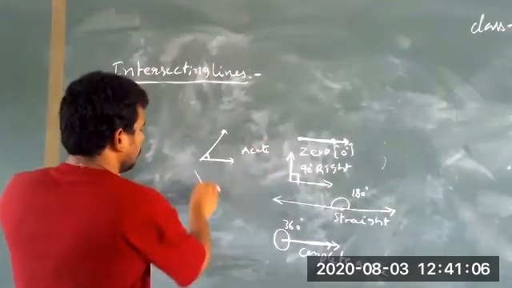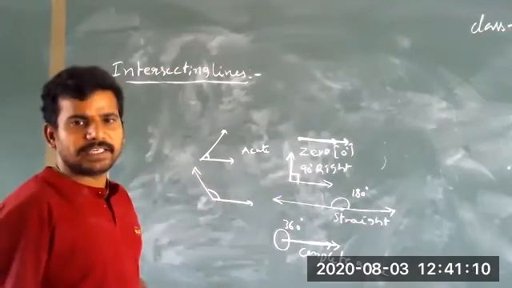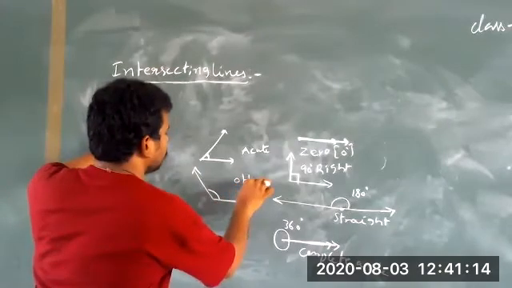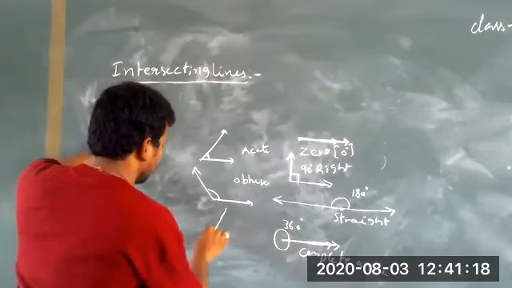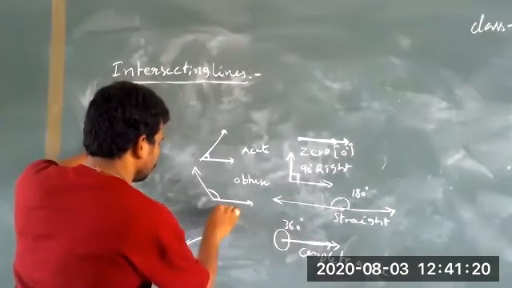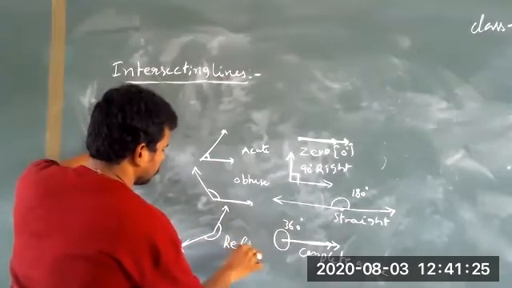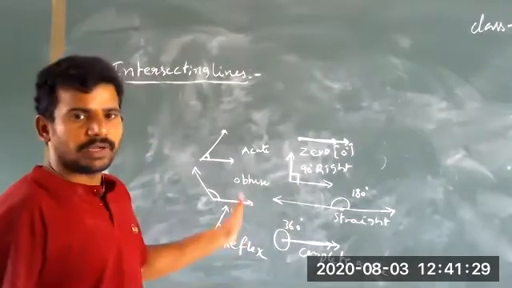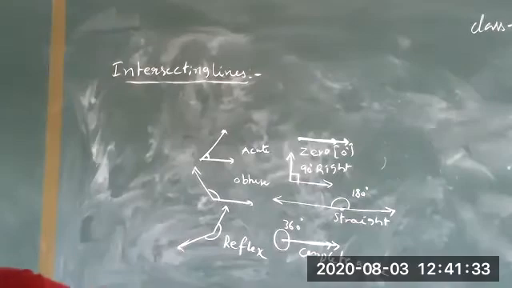Obtuse angle: between 90 degrees and 180 degrees, so it is an obtuse angle. Reflex angle: it is between 180 degrees and 360 degrees, so it is called a reflex angle.